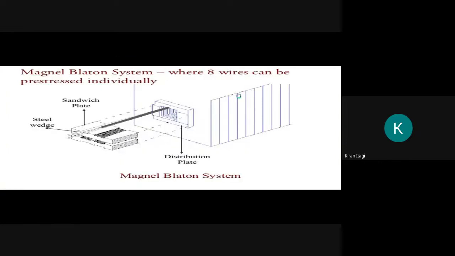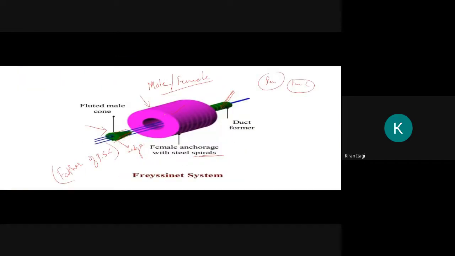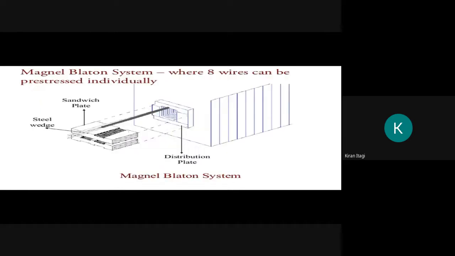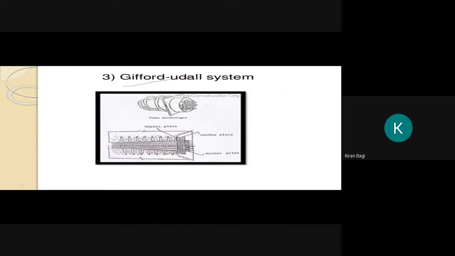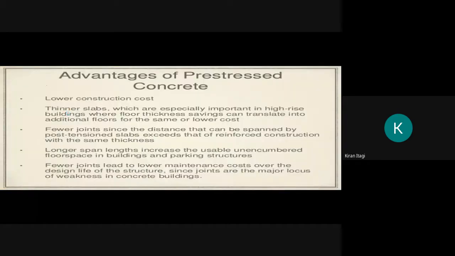In MCQs, they may ask which of the following is a post-tension anchorage system, not pre-tension. One is Freyssinet, Magnel-Blaton, Gifford-Udall system, and Lee-McCall system. Okay, if you are interested, I will provide you the notes. In my notes it is there, and in the textbook also. You can refer to it. Then what are the advantages of prestressed concrete?